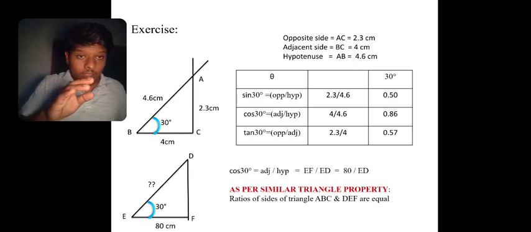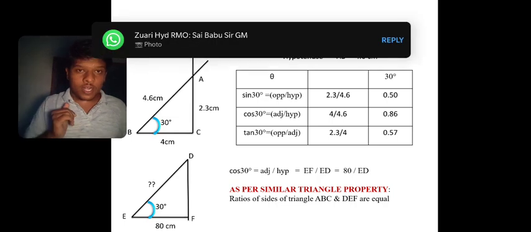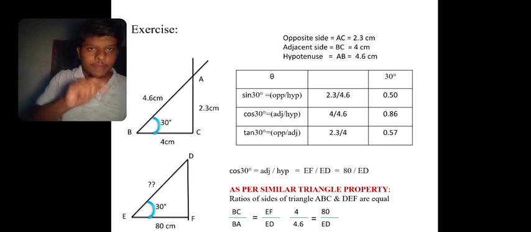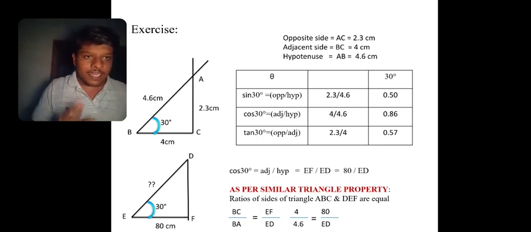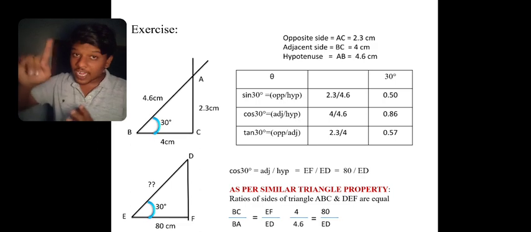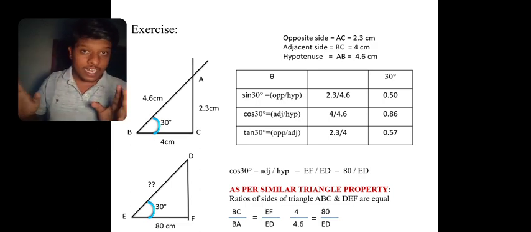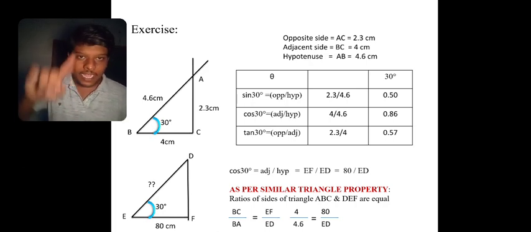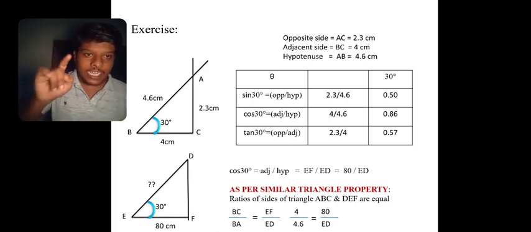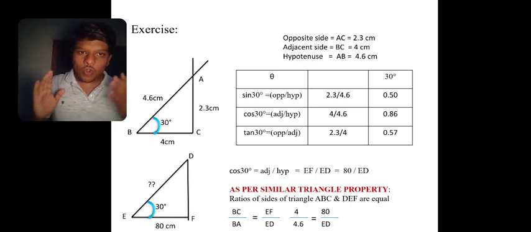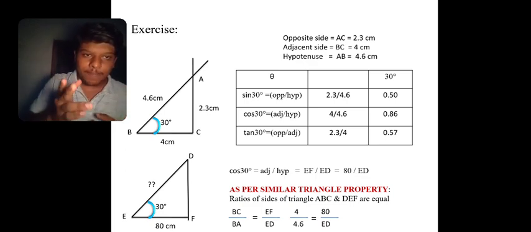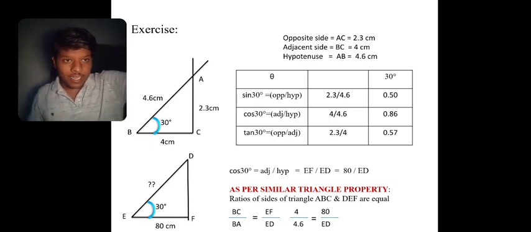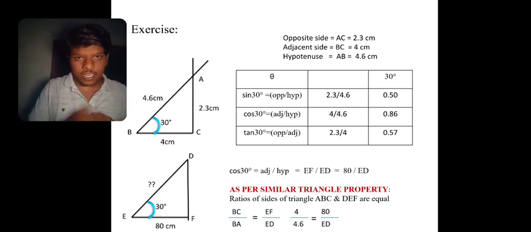See what is marked in red, correctly. As per the similar triangle property, the ratio of sides of triangles ABC and DEF are equal. I said that in the last slide. So BC divided by BA in the first triangle should be equal to EF by ED, correct? You know BC is 4 cm, divided by BA, 4.6 cm. You can write it like this also, or you have already written the ratio 0.86. You can write that also, no problem.